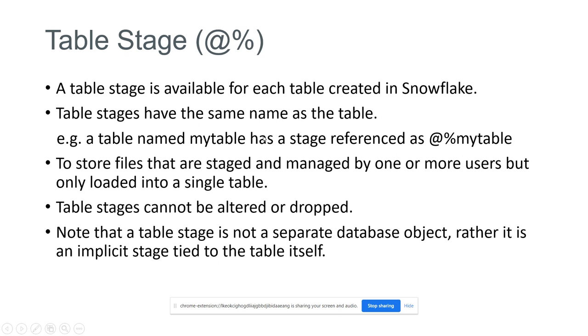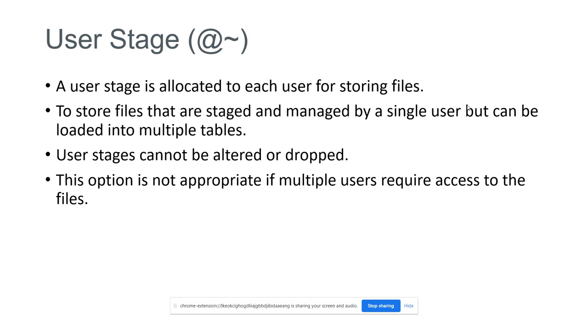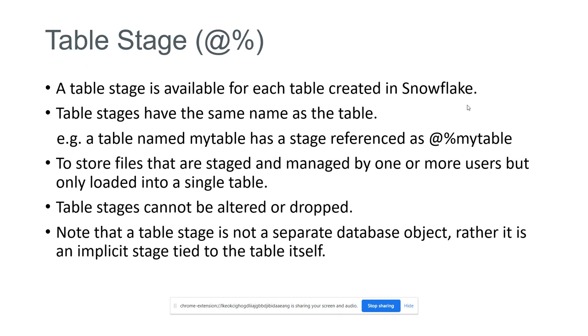Okay, so the next one is table stage. A table stage is available for each table created in Snowflake, unlike user stage. Whenever we create a table in Snowflake, by default some staging area will be allocated to the table. Just try to understand: whenever we create a user, some default staging area is allocated to that user, that is user space. Like that, whenever we create a table in Snowflake, it will have some internal staging area for that table.